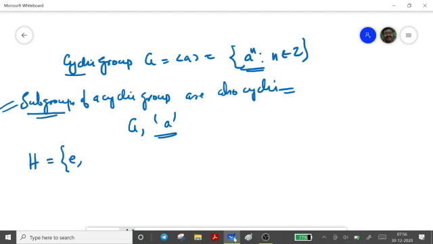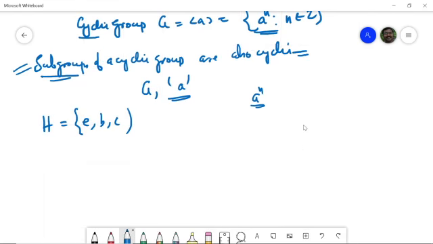H will also contain some other elements, like B, C, etc. But all these elements are actually powers of A. Remember, A need not be in H. There will be other elements in H, but those elements will be powers of A because G is cyclic. Every element of G can be written as a power of A. Now we'll show that this H is cyclic.